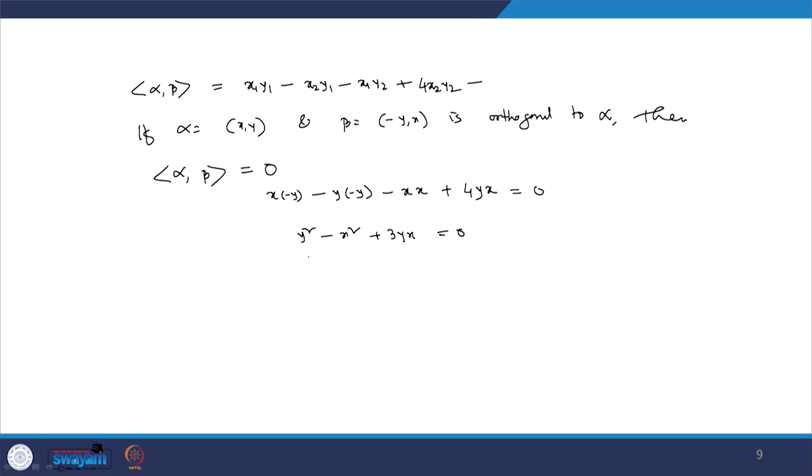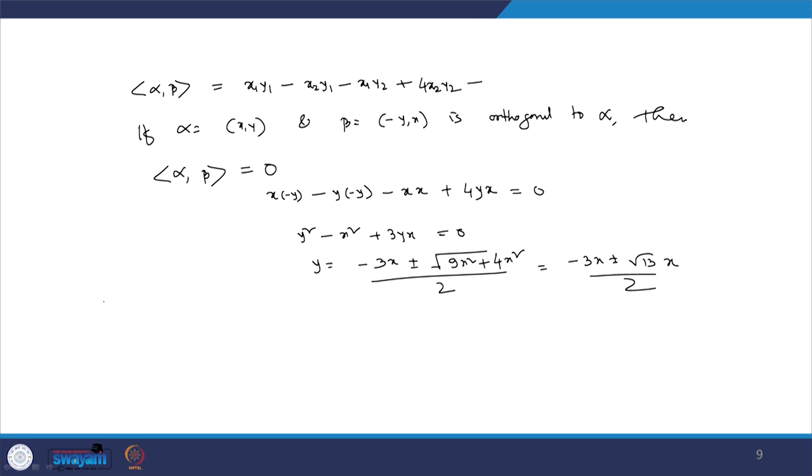One can have immediately here y equal to minus 3x plus or minus the square root of b square minus 4ac, that is 9 x square plus 4 x square, all divided by 2. So, something like minus 3x plus or minus root 13 x, by 2. So, y will definitely be related to x in this way.